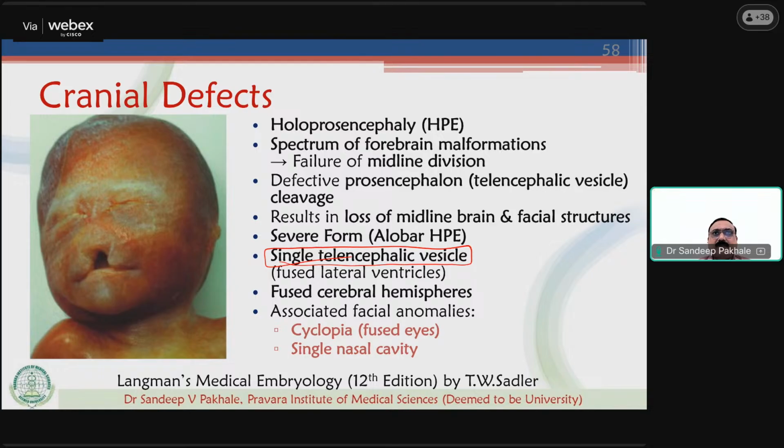These brain abnormalities are often associated with midline facial defects, such as fusion of the eyes. You can see the midline facial defects in this diagram: fusion of the eyes and a single nasal cavity. So the key concept is failure of forebrain cleavage leading to combined brain and facial abnormalities. These are associated with the fused eye. The condition of fused eye is called cyclopia.